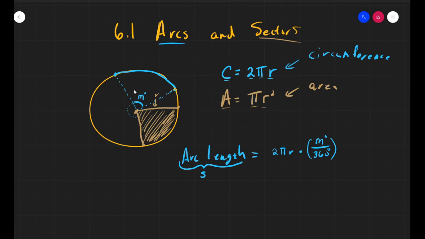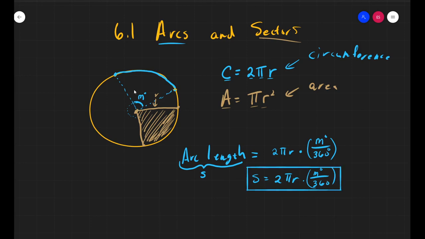So for arc length, we're going to say that S equals 2 pi r times our central angle divided by 360. Okay? So this is going to be our formula for arc length.